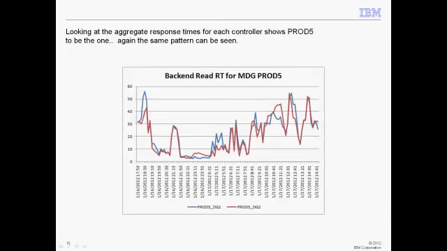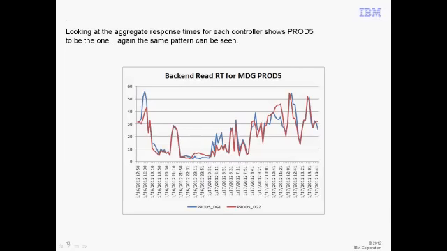Now focusing on individual managed disk groups, we can see our pattern again in 2 managed disk groups, prod5 DG1 and prod5 DG2. Both of these managed disk groups happen to reside on the same back-end controller, prod5. So our problem correlates to elevated response times on controller prod5.